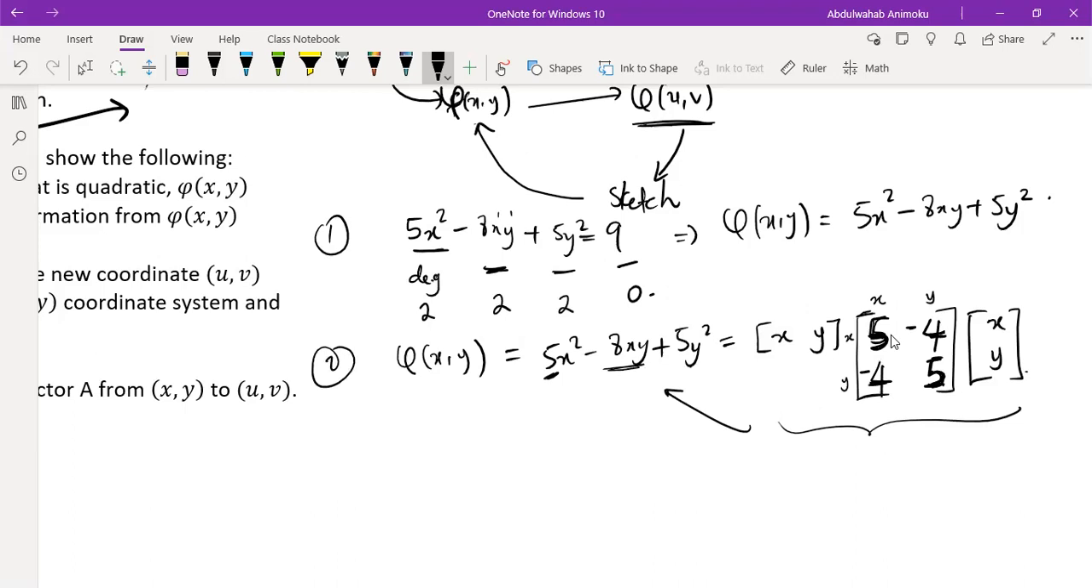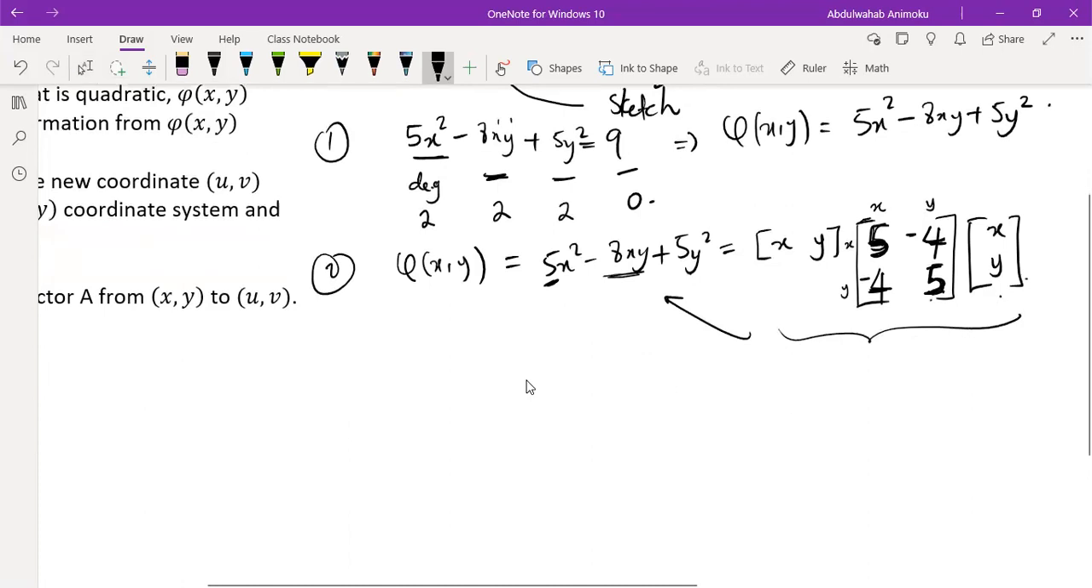So now when you multiply this vector with the matrix and with this vector, we get the left-hand side. Cool. And this is the trick we use for all the problems that have to do with quadratic functions. Now that we have this, we can look at this part.